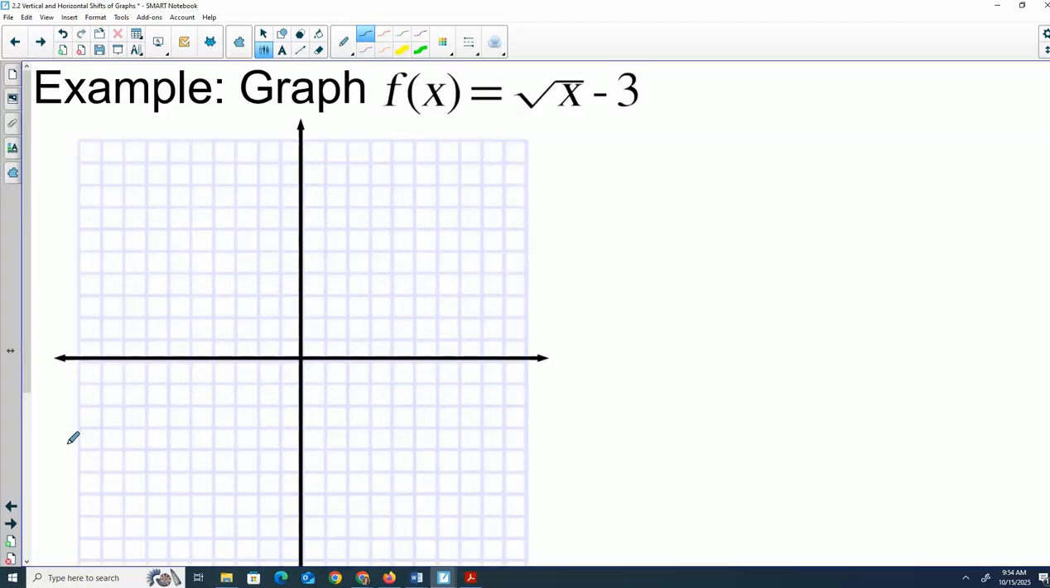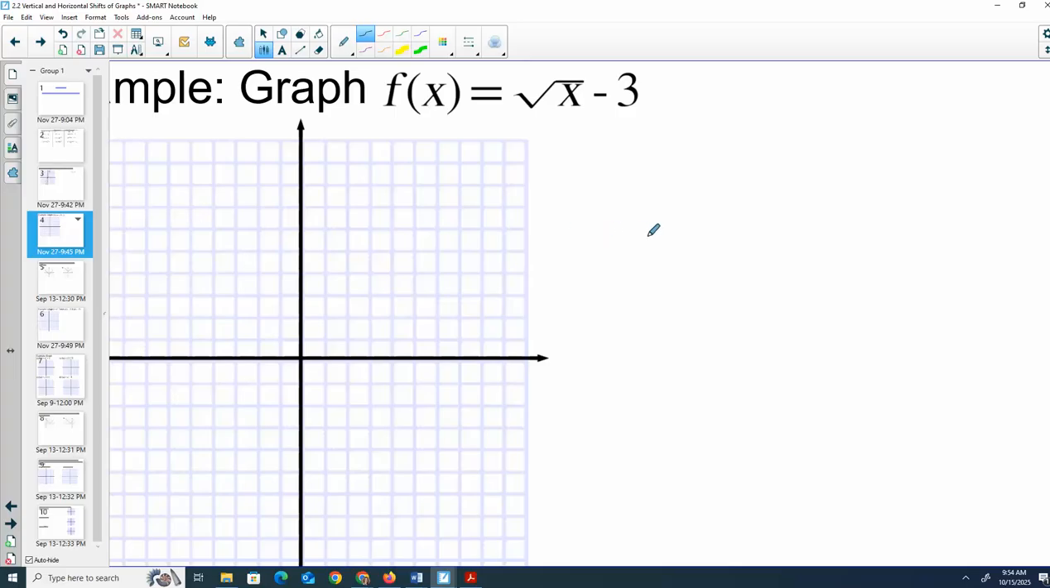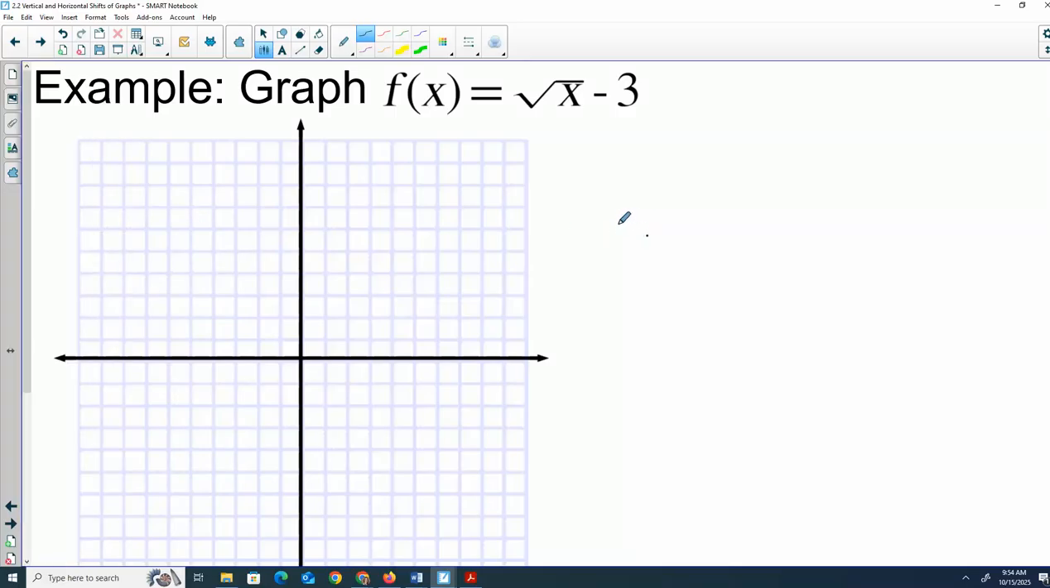All right. What if I gave you this one? What is my parent function? Square root. So the square root of 0 is 0, the square root of 1 is 1. What's another one I can put in? Square root of 4 is 2. Square root of 9 is 3.